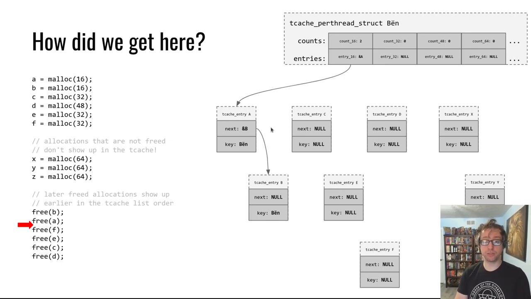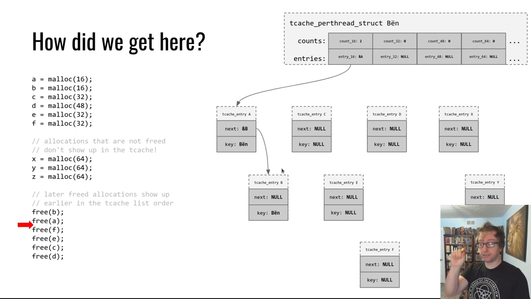That is how they can tell which thread, which cache this is currently in. And we'll talk about why ptmalloc needs to know that in a second. All right, and then we update the head of the list to A. So now the head of the list from the pthread struct points to A, and then A points to B. That is a singly linked list.